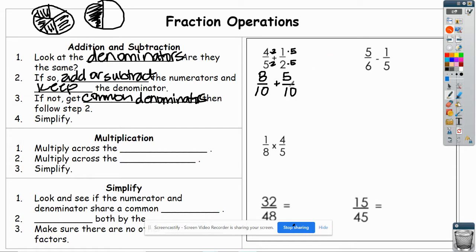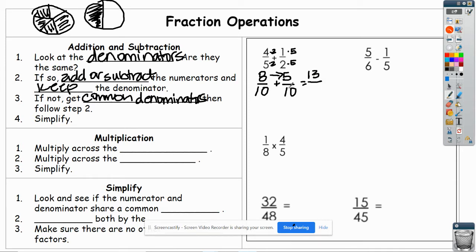So now I've got my wholes divided into tenths. I can add up all the pieces. So what I'm going to do now is just add across the top. Now that I have common denominators, I can go back to step 2. And 8 plus 5 is going to be 13. And then I'm going to keep my denominator, because that's how many parts my whole's divided into.